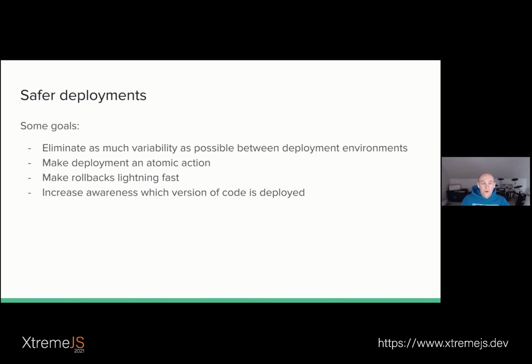Along with that, we wanted to make sure that our rollback system was lightning fast. So if we detected a problem in our initial smoke testing, we could roll back to our previous version very quickly and get that time to recovery down under a minute or 2 minutes if possible. We also wanted to increase awareness of which version of the code was being deployed at any given time. One of the things that we noted is that things like hashed files didn't really help us understand which version of code was in production necessarily.